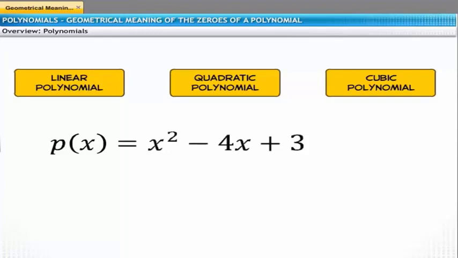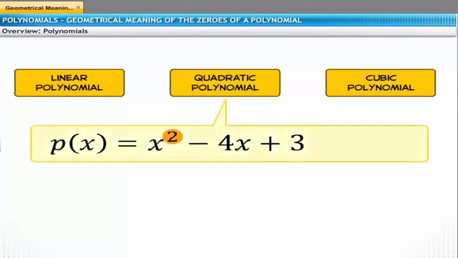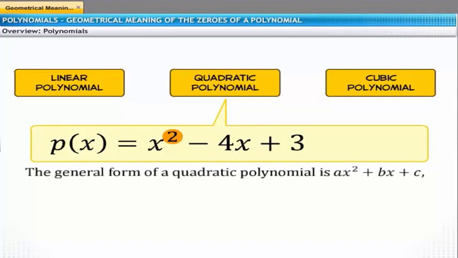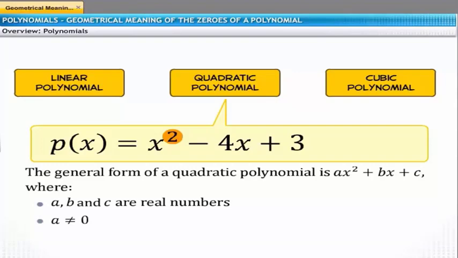Consider the third polynomial, x squared minus 4x plus 3. Here the highest degree is 2. Such a polynomial is called a quadratic polynomial. The general form of a quadratic polynomial is ax squared plus bx plus c, where a, b, and c are real numbers and a is not equal to 0. Now that we have reviewed the definition of a polynomial, let's move on to define the zero of a polynomial.